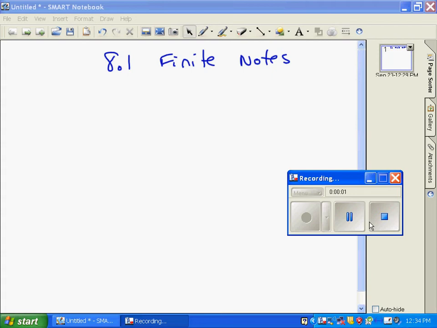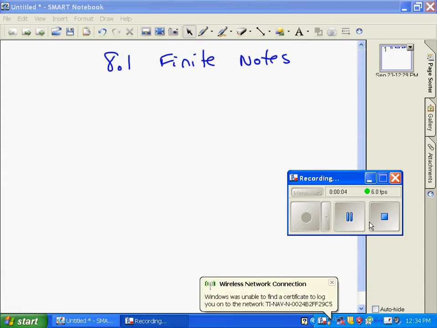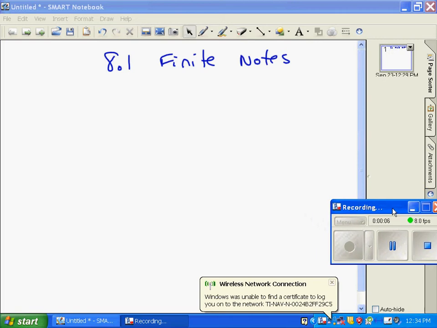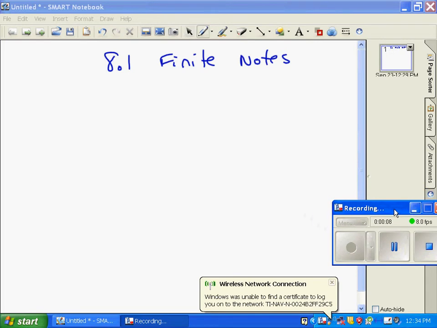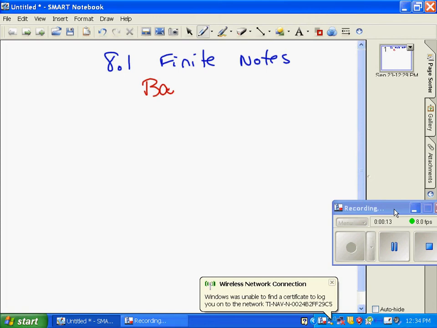Hi, this is Janice Mitchner, and today we are working with Finite, section 8.1, and this is actually a continuation of something that you already are familiar with. It's called Bayes' formula, and hopefully you found your page in your notes that we're going to be working on.